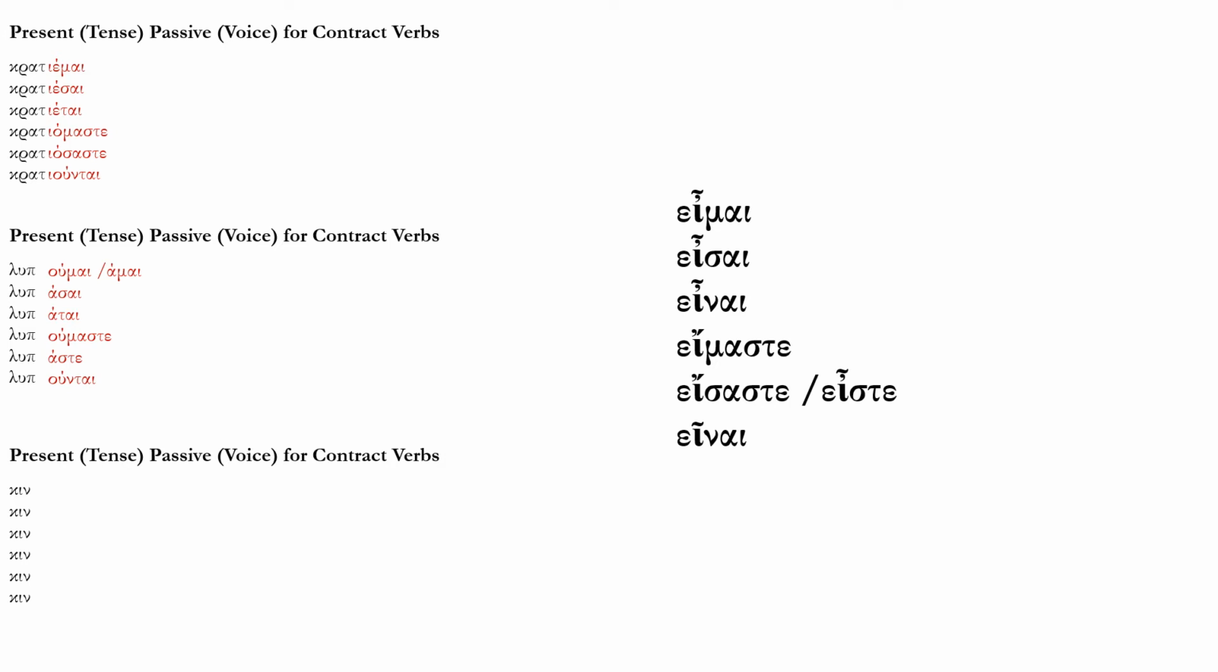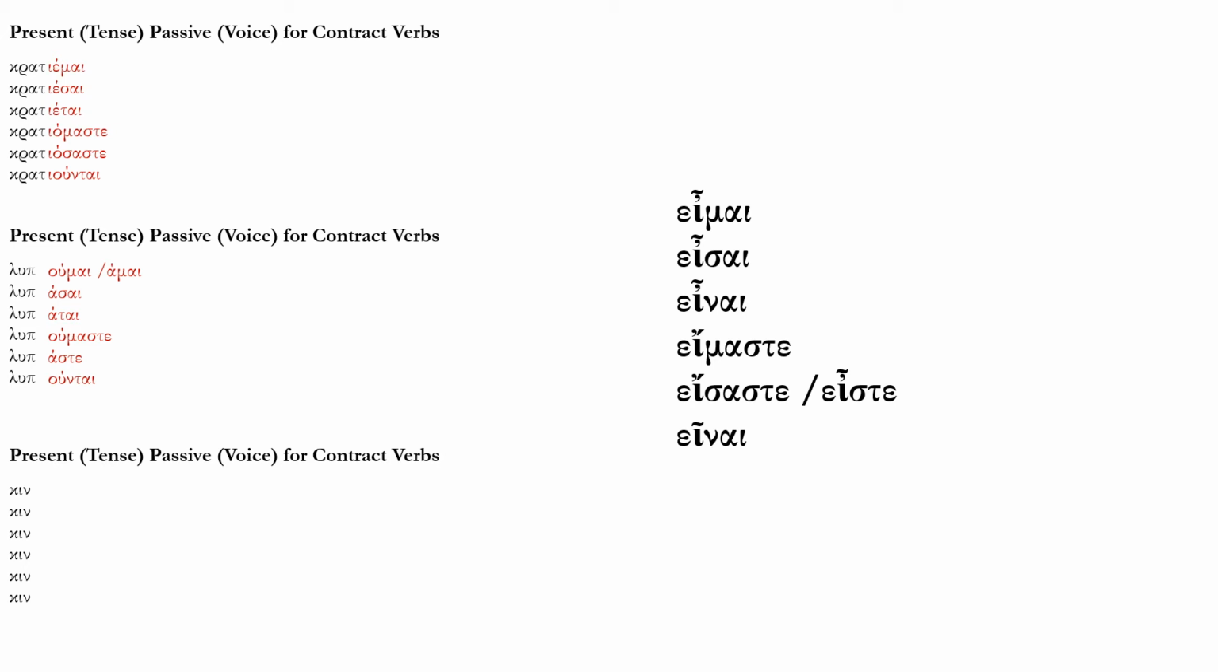Lipume is I am sad. Now, this is not necessarily a passive voice. It just means I am sad. It has an active meaning, but it looks like a passive voice verb. That's why we call it that. We put it in this category. Verbs that are active in meaning but look passive are called deponents. We'll talk about those another time.